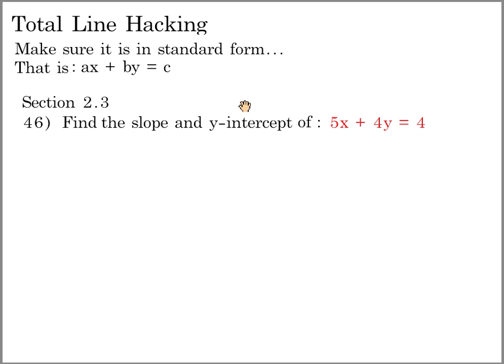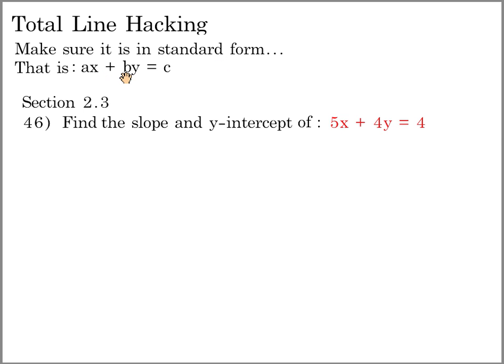Okay, I'm going to actually work a problem from the written homework for chapter 2. This is from section 2.3. It was problem 46. It asks you to find the slope and the y-intercept of this equation. Now, to use a hack, you have to make sure the thing is in standard form. That's always first. And standard form is what's used in all chapters from all algebra books on systems of equations.